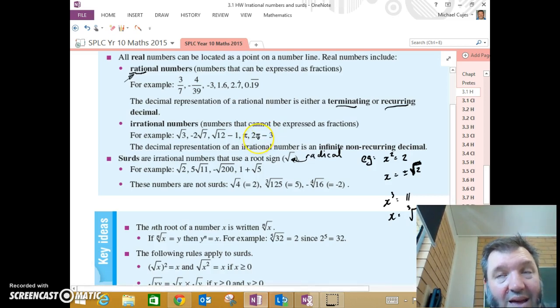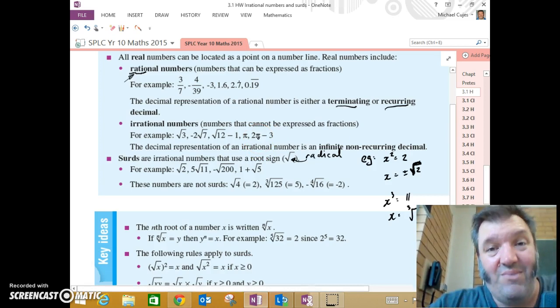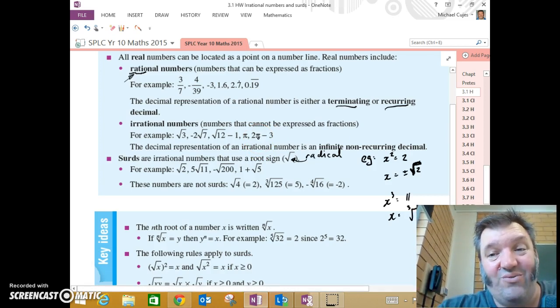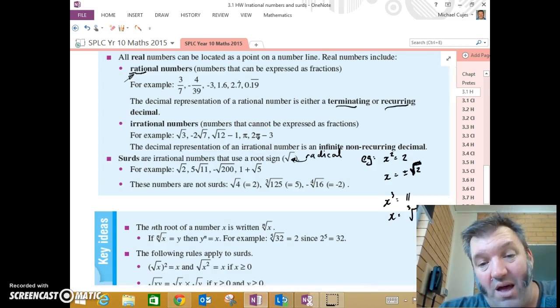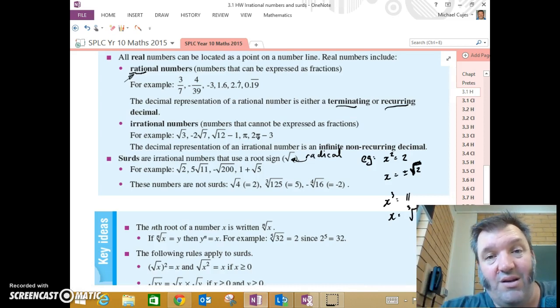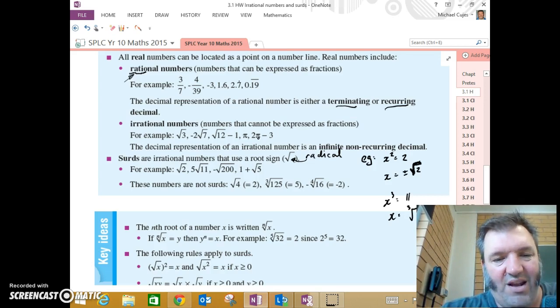What are the other ones called? Ones like pi, other numbers like e, Euler's number. Well, they're transcendental numbers. And they are not solutions to polynomial equations, but also have non-repeating, non-recurring decimals. Enough about them for now.